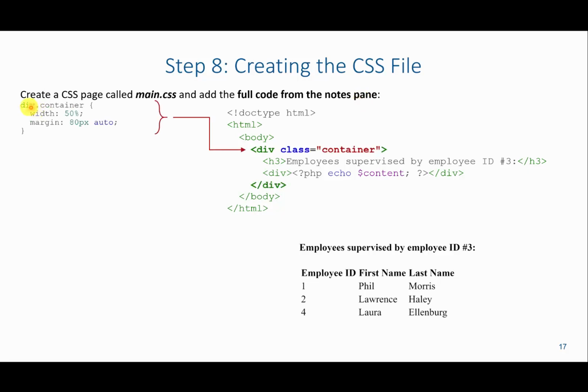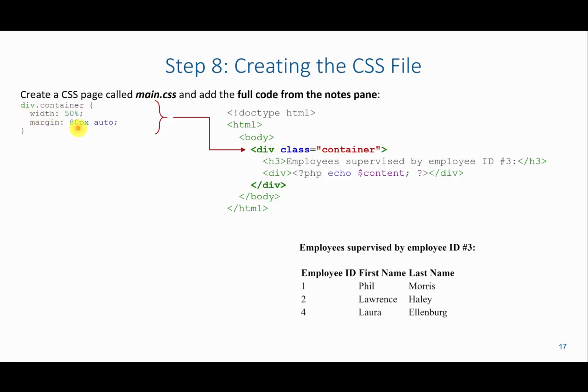So div in the CSS file is going to look for any div. As you can see, we have one div and we have another div. The dot container says div with a class of container. So this is a div with a class of container. Wherever we find that, we are going to make it 50% the width of the entire page.